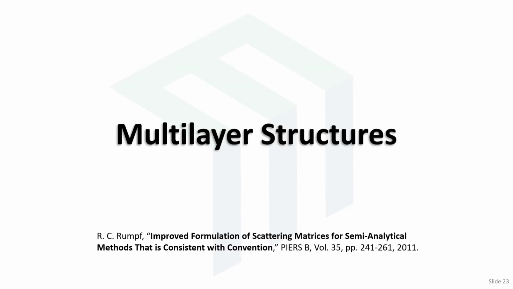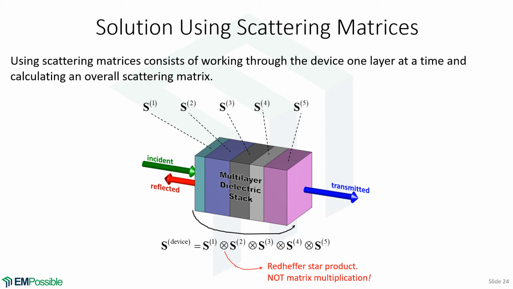The last thing we're going to talk about is how to handle multi-layer structures. How do we combine adjacent scattering matrices into one overall global scattering matrix? A bit like the transfer matrix method, we're going to look at our simulation as a stack of layers. Each layer has a scattering matrix associated with it, and we will somehow combine those. Now, this is not matrix multiplication. That was for transfer matrices. This is something different. It is not matrix multiplication, so don't do that. It's something called the Redheffer Star Product.